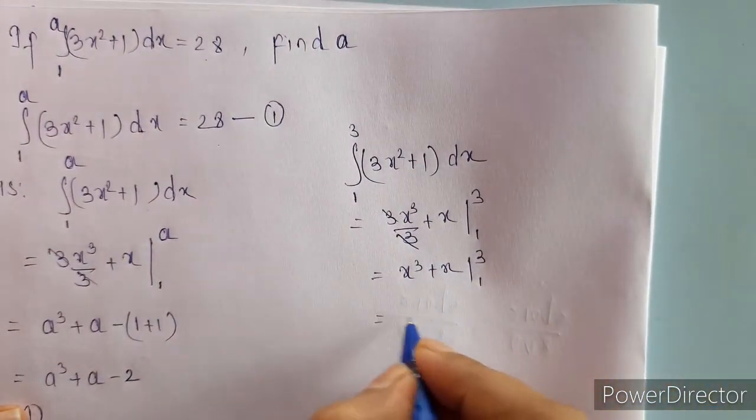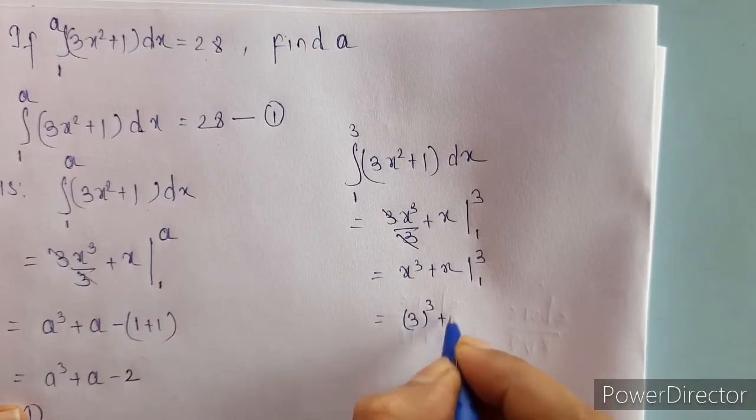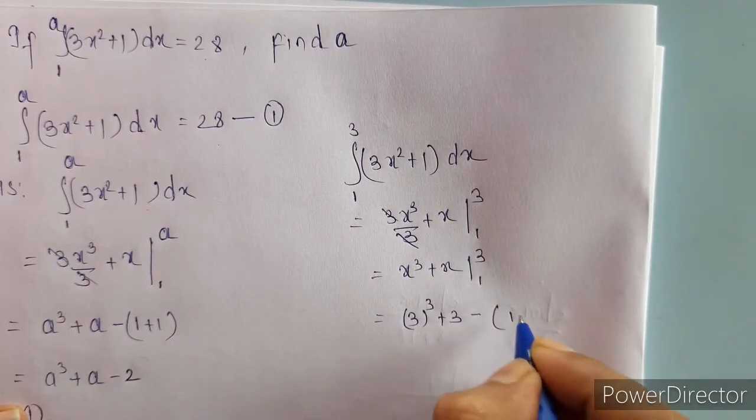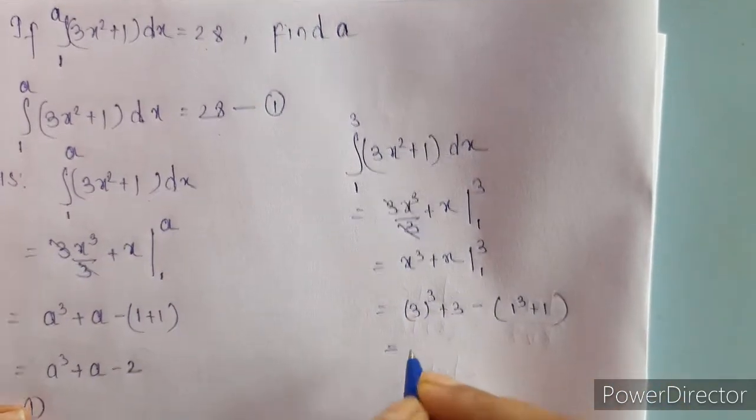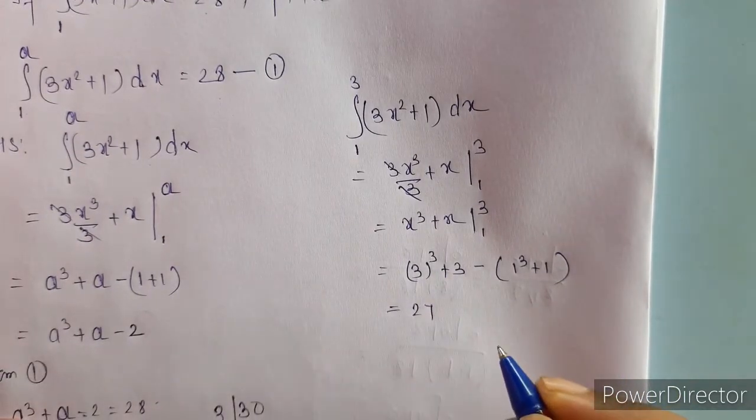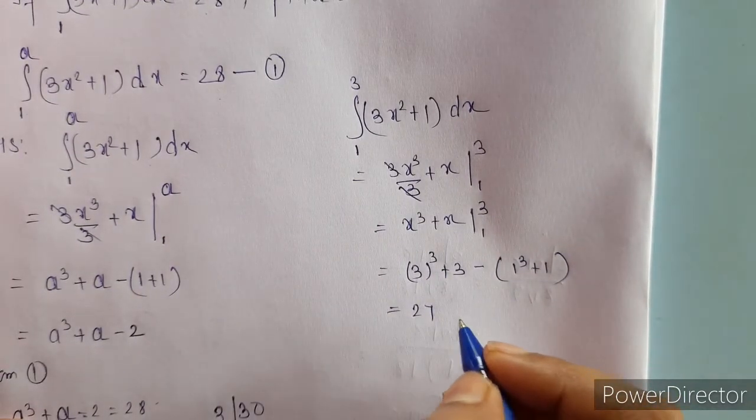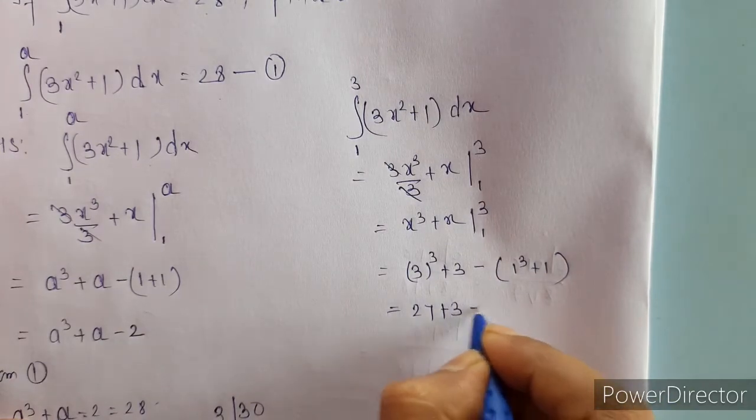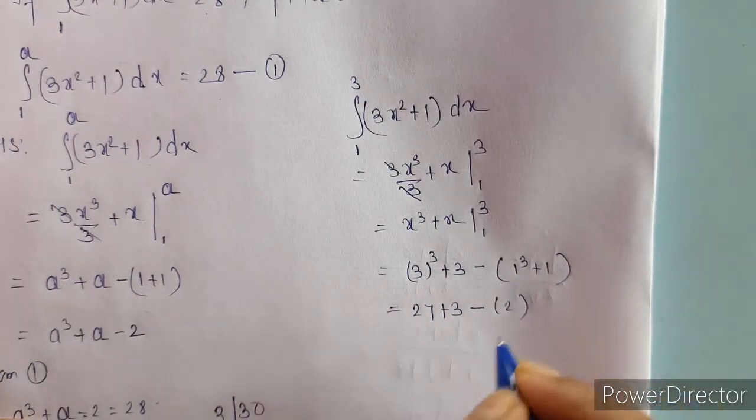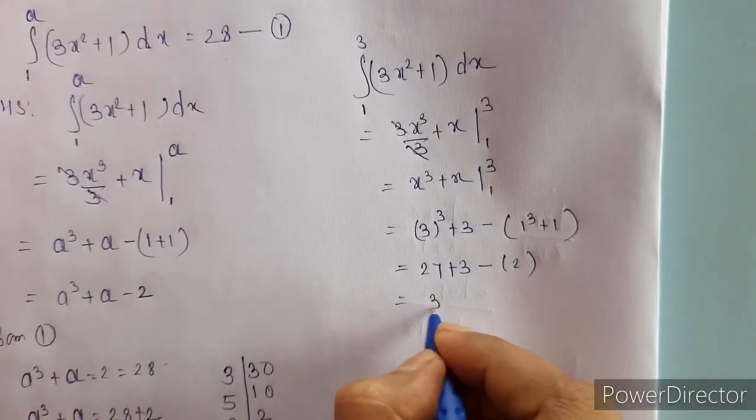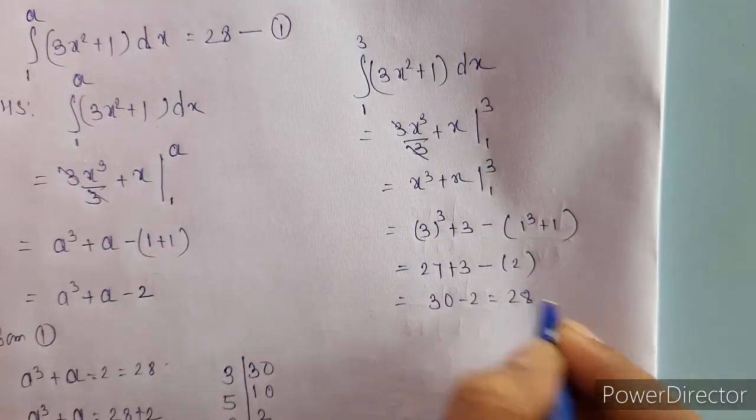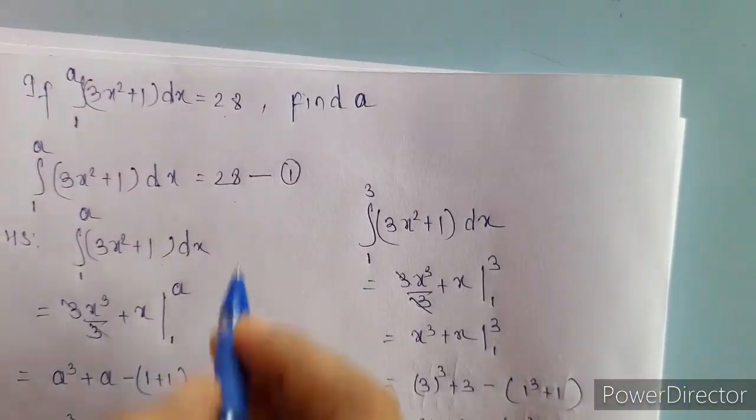Now first substitute 3. So this will be 3 cube plus 3 minus 1 cube plus 1. So 3 cube is 27 plus 3, minus 1 plus 1 is 2. 27 plus 3 is 30 minus 2 is 28. So this is what we are getting. So the value of a is nothing but 3.